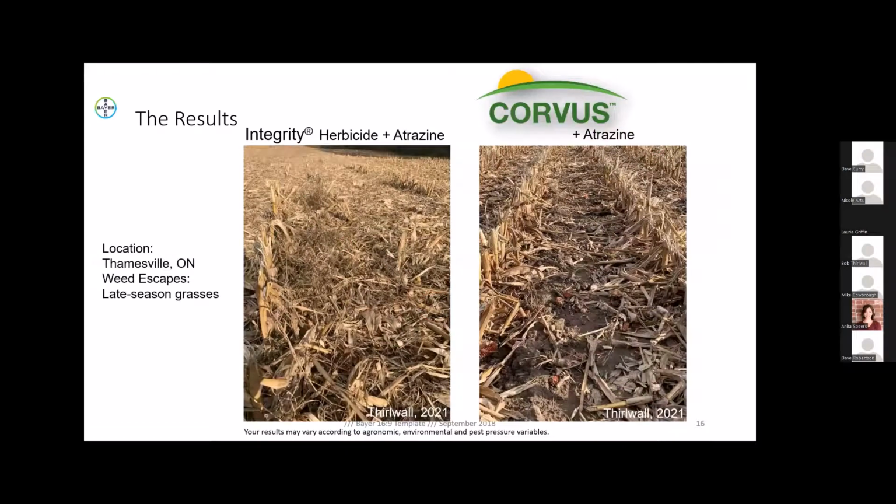Here's another one. Sometimes we do get feedback after the combine goes through, which isn't our way to scout a field, but it happens. You can see on the left, it's Integrity plus atrazine, and you can see a lot of skeletons, a lot of grass skeletons in there. On the right-hand side, we have Corvus plus atrazine. I guess this is a good test to show you that longevity of performance that we have. Really clean, even right to the harvest.